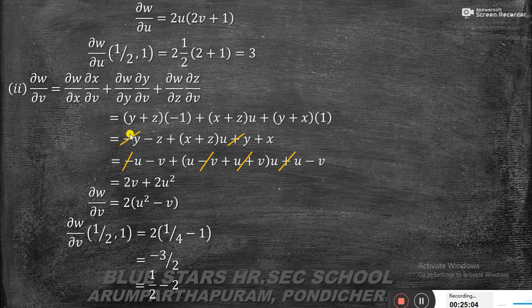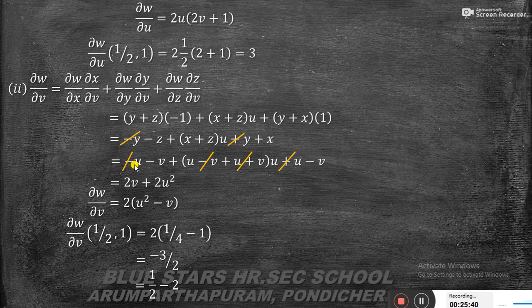Next we substitute. Here minus y plus y cancelled, so the remaining is minus z. We substitute z equal to u plus v. So minus of u plus v is minus u minus v, plus x. The x equation is u minus v, so I substitute u minus v, plus again z equal to u plus v into u, plus y minus y already cancelled, plus x. X value is u minus v.